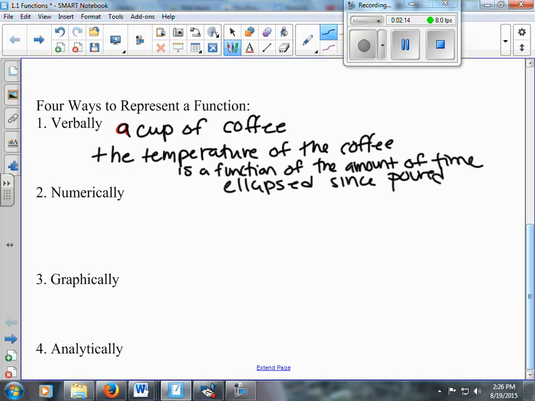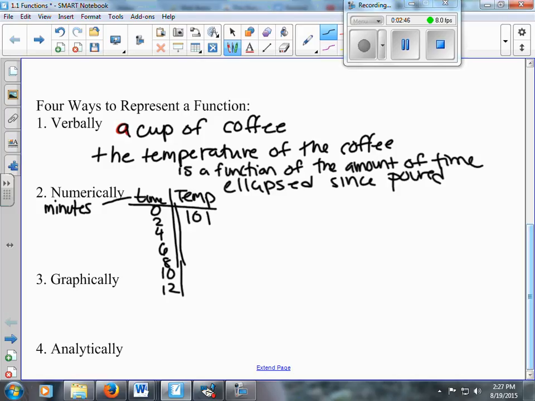Okay, so numerically, what that would represent is we could have time and a table, and then temp. And so say at time 0, so let's let time be in minutes, and this would be the number of minutes elapsed since poured. Let's say we measure it every 2 minutes for 12 minutes, and then the temperature starts off at 101 degrees Fahrenheit. Let me put that in the top.